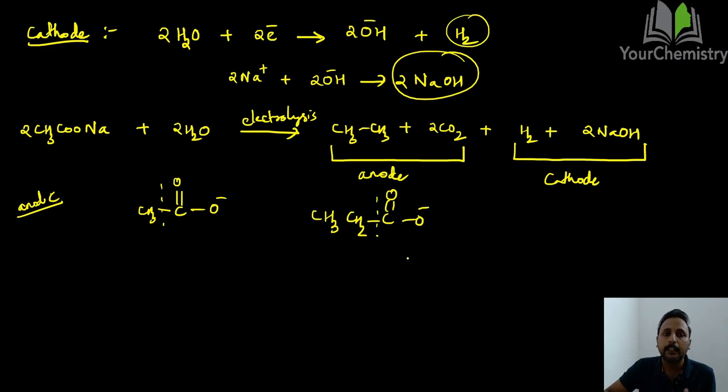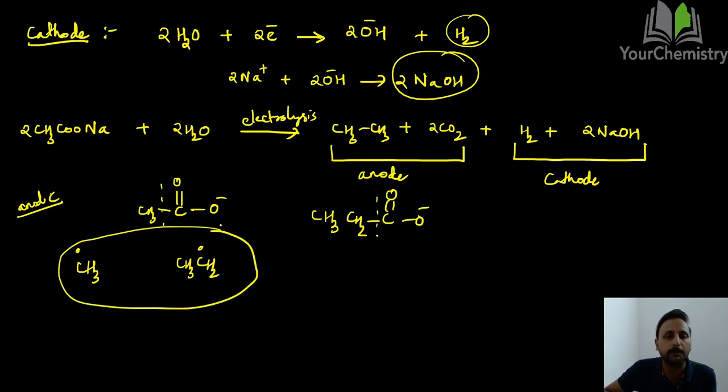So during the anodic reaction we can get a methyl free radical, and there is also a possibility of getting an ethyl free radical. These 2 possible free radicals can be formed in this particular question. Understanding? So the possibility is, 2 CH3 can combine with each other to give CH3CH3. What is this? Ethane.